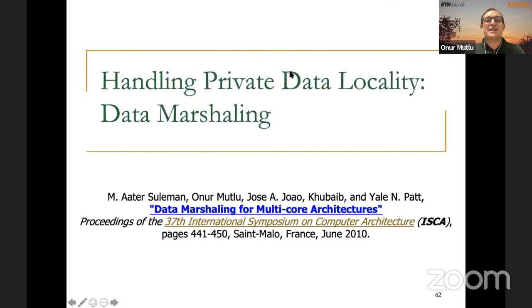Okay, now let's move on to another aspect that we have discussed, but we didn't go into detail about, which is private data locality and how to handle it.